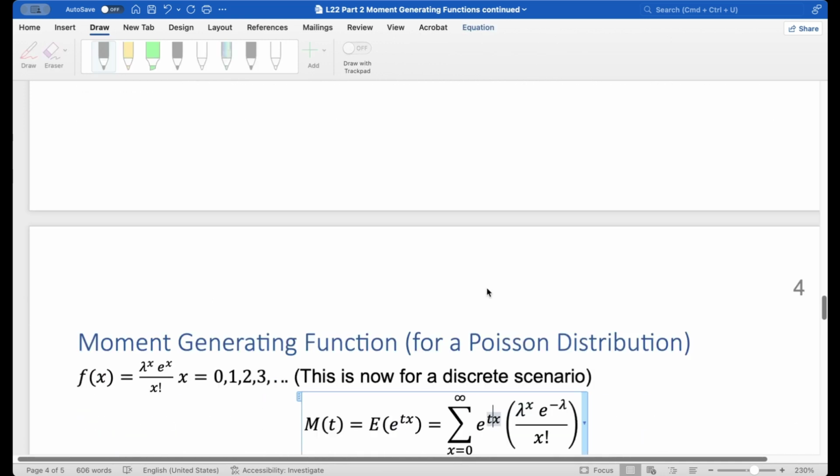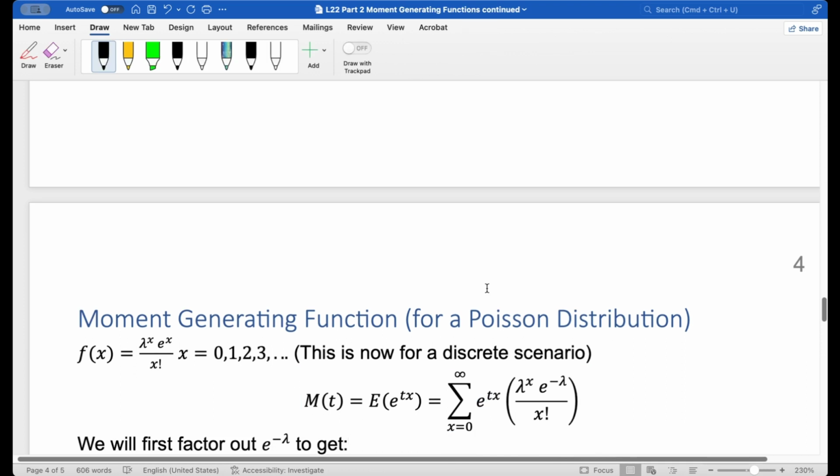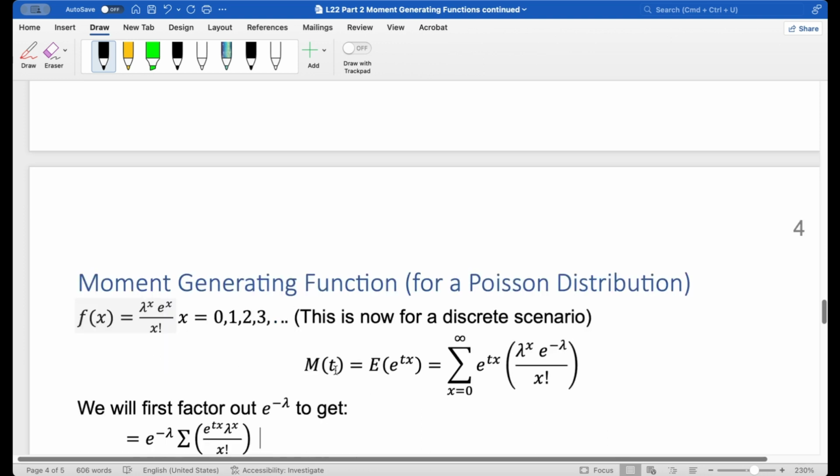All right, next up, Poisson distribution. Now, a little change here. We're back to a discrete situation, so we're dealing with a series rather than integration. The probability mass function is lambda to the x times e to the minus lambda over x factorial. The expected value of e to the tx, we're doing the sum, x goes from 0 to infinity of e to the tx times the probability mass function, lambda to the x e to the minus lambda over x factorial.